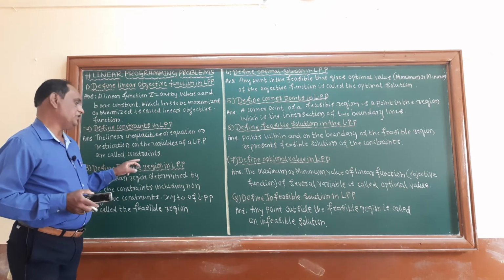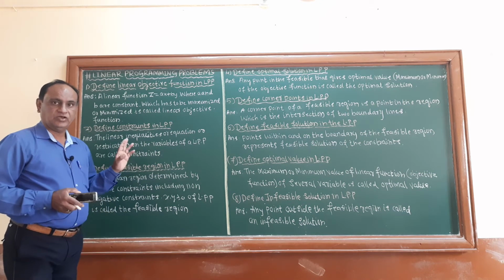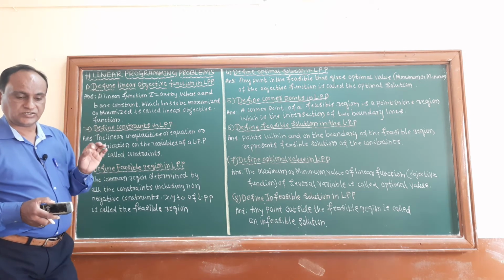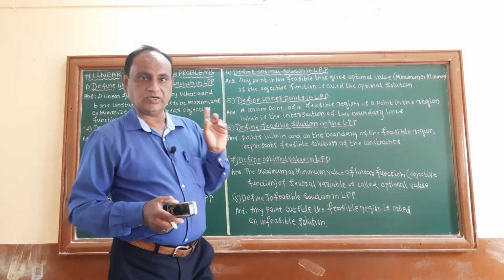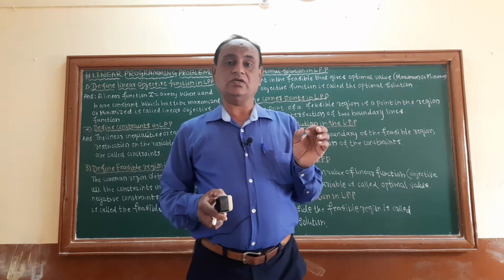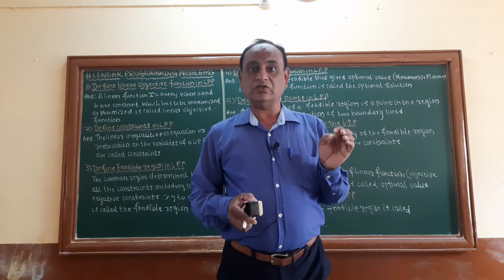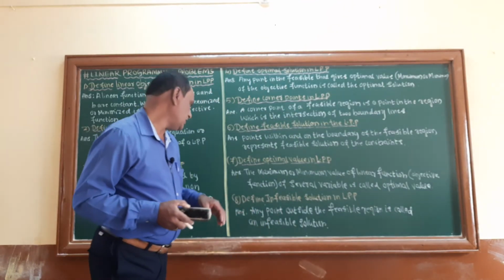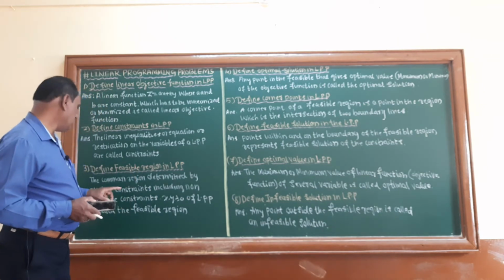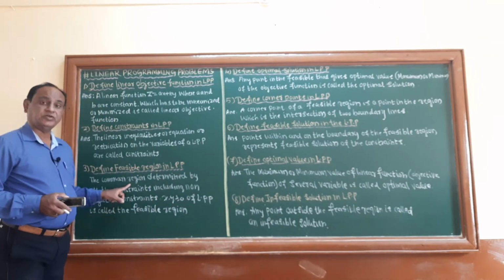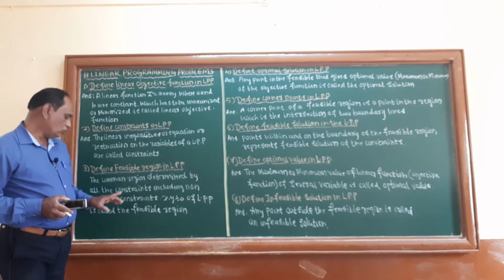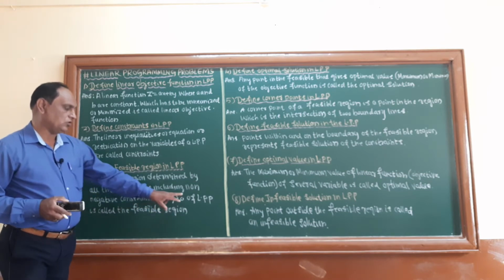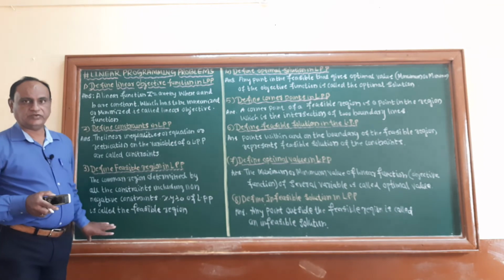Then define a feasible region in LPP. The common region determined by all the constraints, including non-negative constraints, that is x, y greater than or equal to 0, of an LPP is called the feasible region.